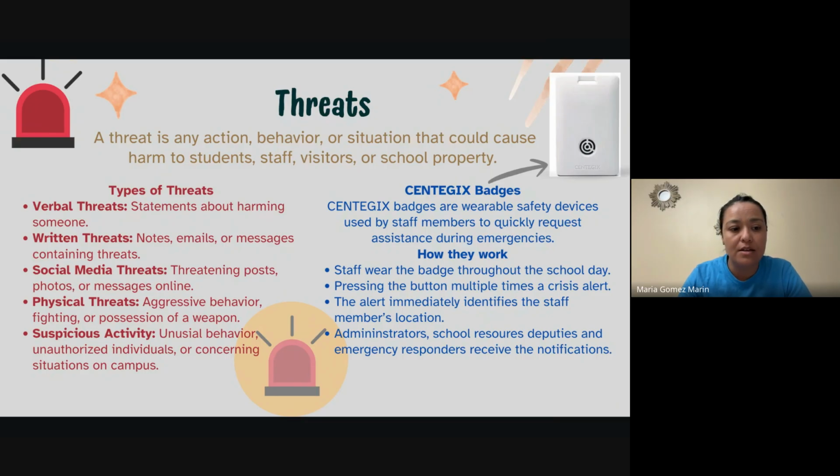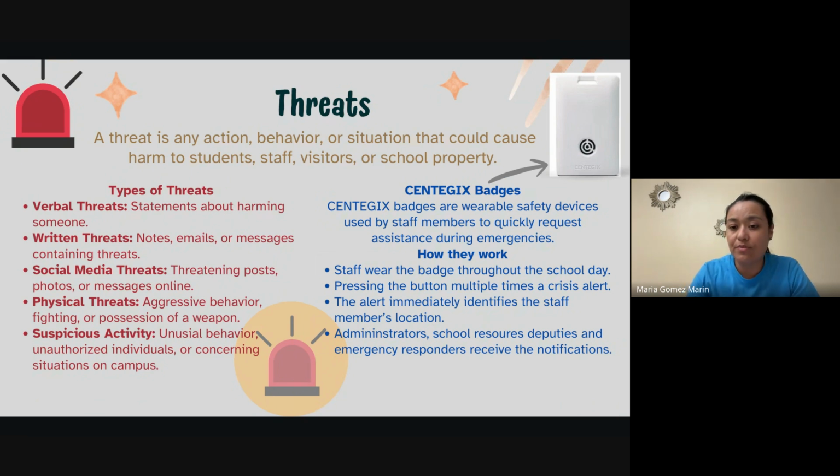text or a message. Social media threats are another one. This includes threatening posts, photos, or messages online. Another type will be physical threats, which is described as aggressive behavior, fighting, or possession of a weapon. Another type of threat is suspicious activity: unusual behavior, unauthorized individuals, or concerning situations on campus.